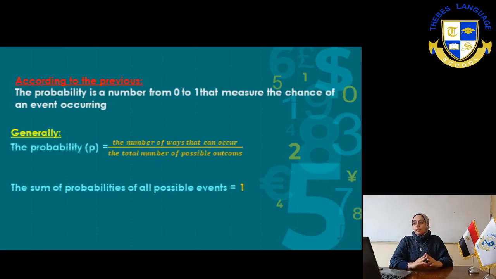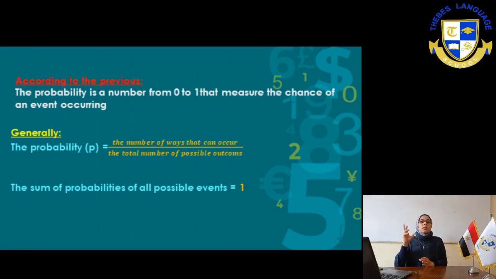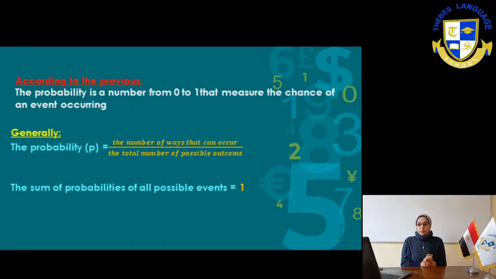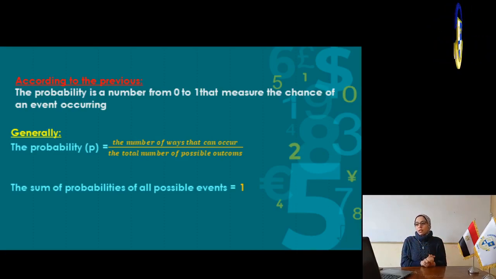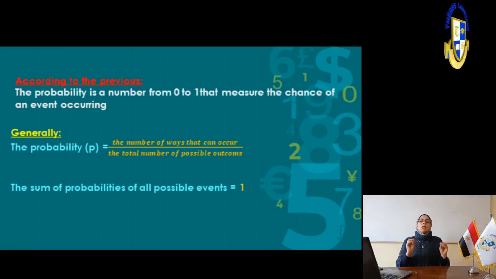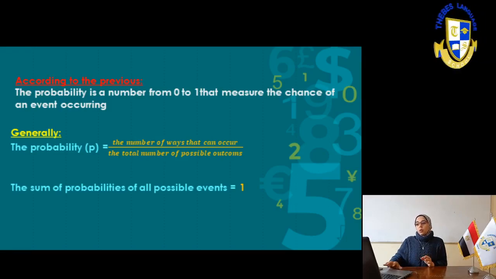The chance of an event occurring. So, the rule which we have, to get the probability of any event, you must get at first the total and put it in the denominator. And the chance that this event happens, put it in the numerator. So the rule will be the number of ways that can occur over the total number of possible outcomes. And if we add the probabilities of all possible events, they must equal 1. So the sum of probabilities of all possible events equals 1.